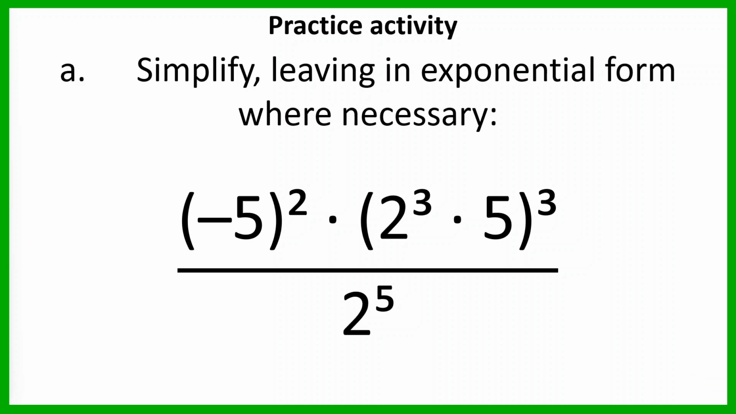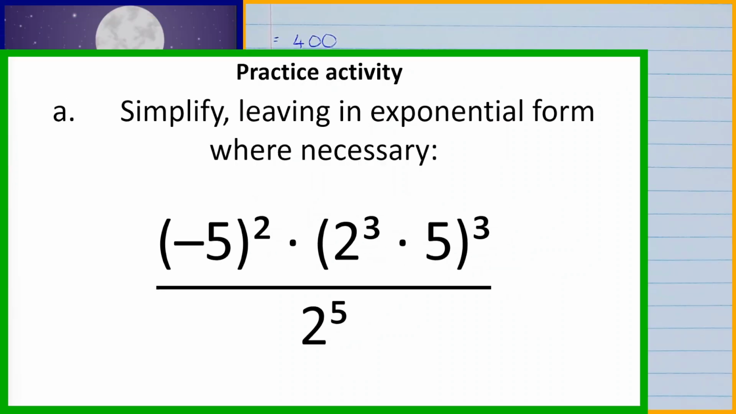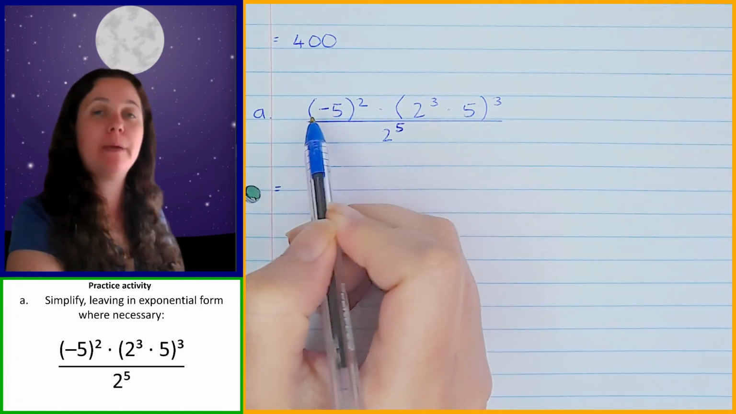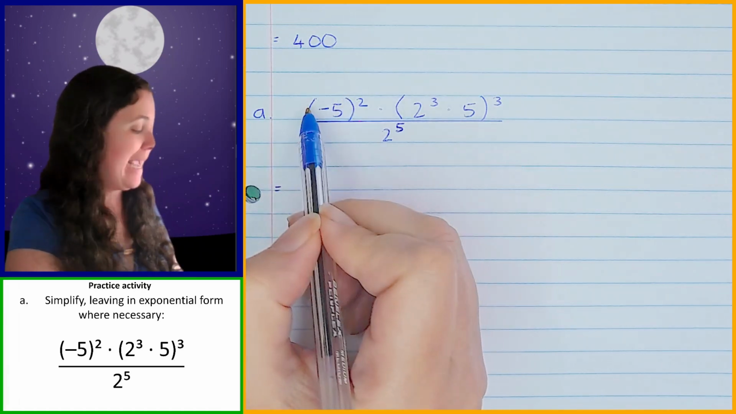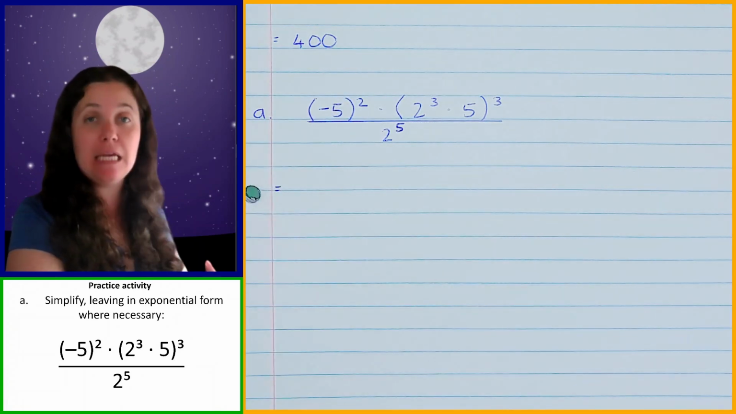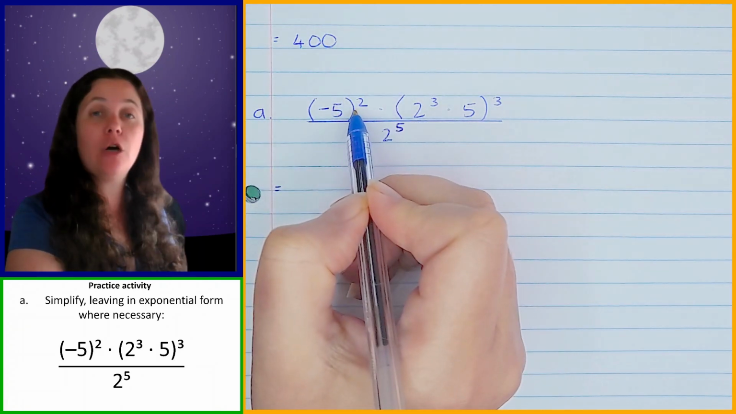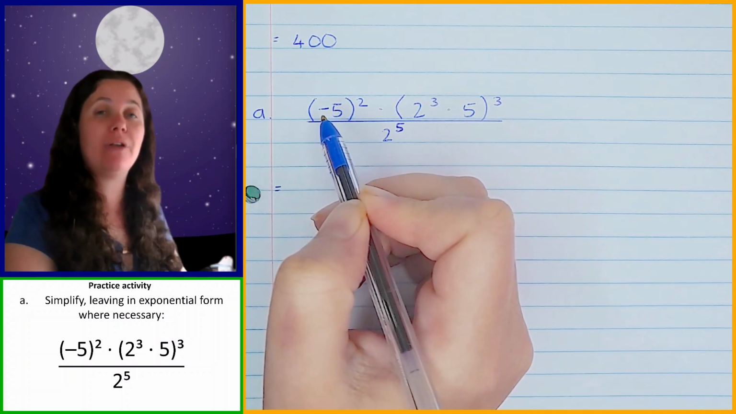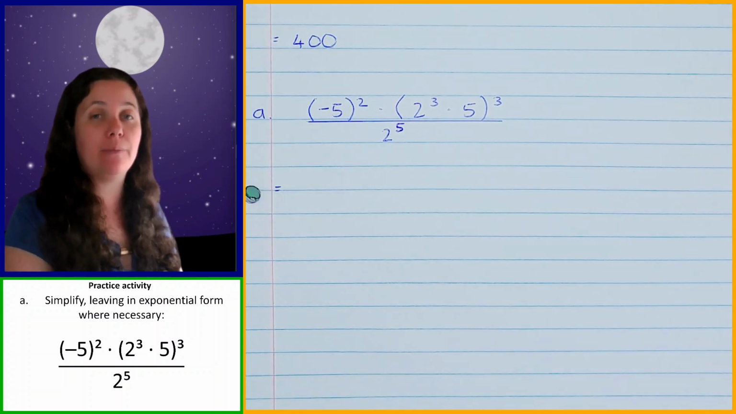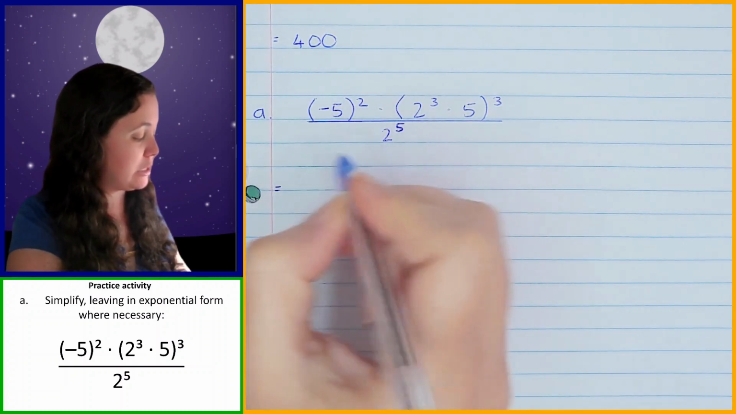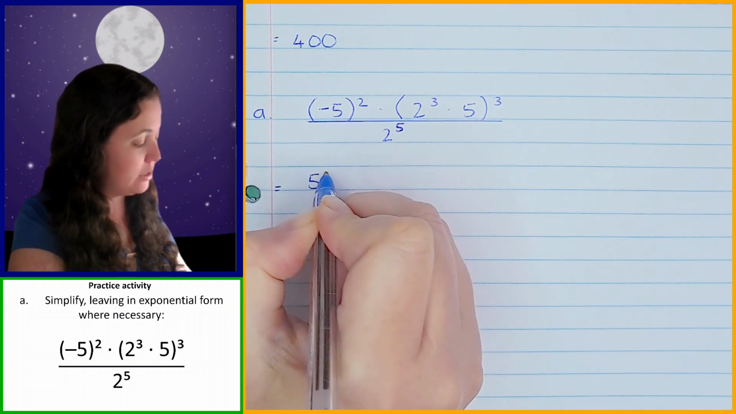Okay, so let's go through that question and see what you should have got. So first of all, I'm going to deal with the -5 squared. Now remember, when you are squaring a negative number, or when you're taking a negative number and raising it to any even power, then we are going to have it change to positive, okay? Anytime you have an even exponent with a negative number, you're going to end up with a positive result. So that's going to change to positive, so it's just 5 squared.